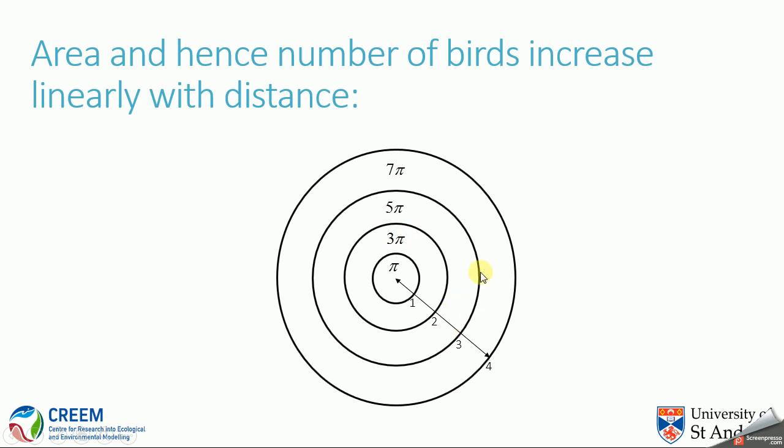And then if we look at a radius of 3, the area of that circle is 9 pi minus the area of the rings inside, 3 pi and pi, which leaves us with 5 pi for this third ring, and 7 pi, and so on. You can see the area of these rings increases linearly. That means the number of animals available for detection on average will increase linearly. So there'll be more animals available for detection at larger distances.